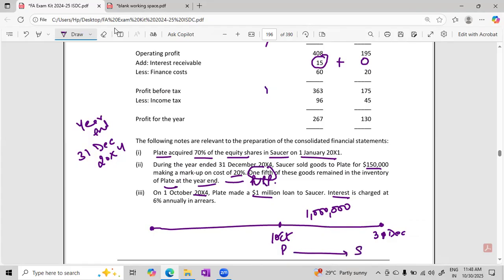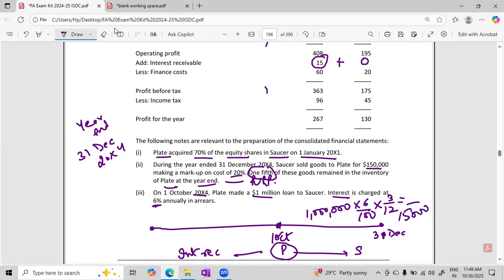So in books of plate company, there would be an interest receivable because if plate company has made a loan to saucer company, plate company would receive interest on that loan. So let's see what would be the amount of interest. Take 1 million at 6%, which is the interest charge, and we will do it proportionately because from October to December, how many months are there? October, November, December. So for 3 months we are going to find the amount of interest. So 1 million at 6% for 3 by 12 is coming out to be 15,000.